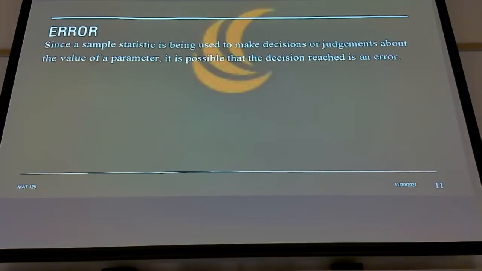So since a sample statistic is being used to make decisions or judgments, it is possible that the conclusion we reach is reached in error. Or in other words, we draw the wrong conclusion. Is there a specific sign for error? Like you know how you just gave us the null hypothesis as H little o, and the alternate hypothesis as H little a. Does error have one?